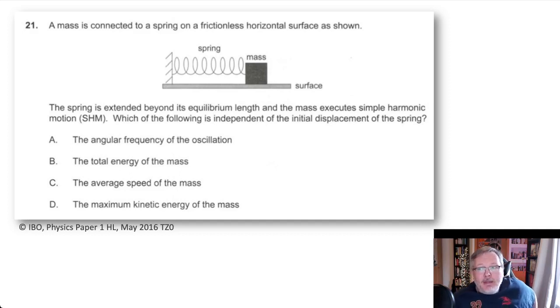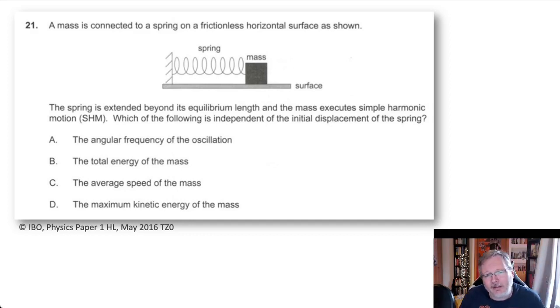Well, it can't be B because B is the total energy. If you extend it more, then the spring energy is going to go up. So it's going to be bigger. So the total energy is going to be bigger. Until you let it go, it's not going to have any kinetic energy. I mean, we'll look at the energy in a little bit more detail soon. But if you just think about it, you're stretching it, it's got more spring energy. So that's going to be very dependent on the initial displacement of the spring.